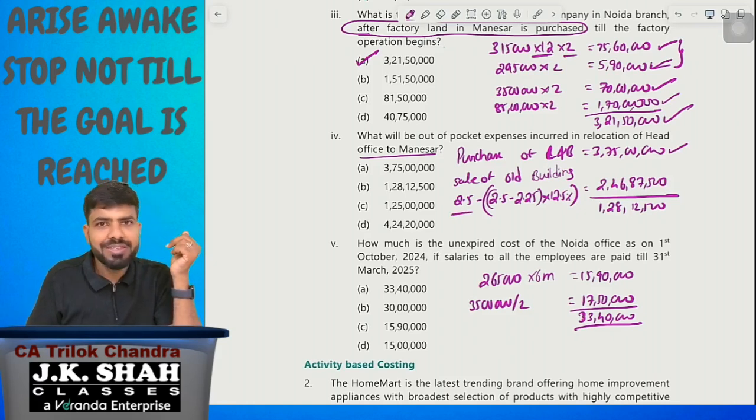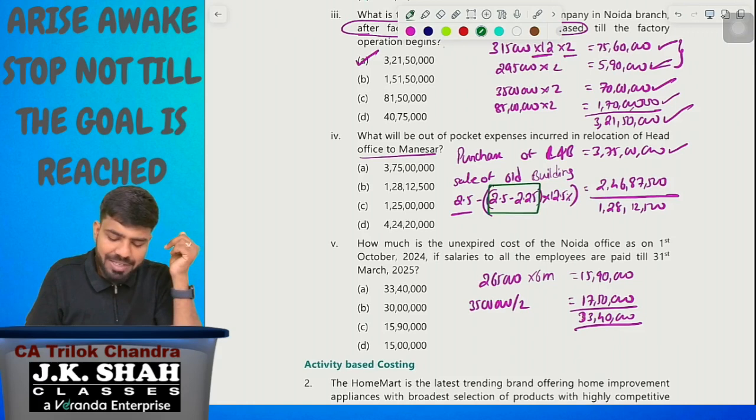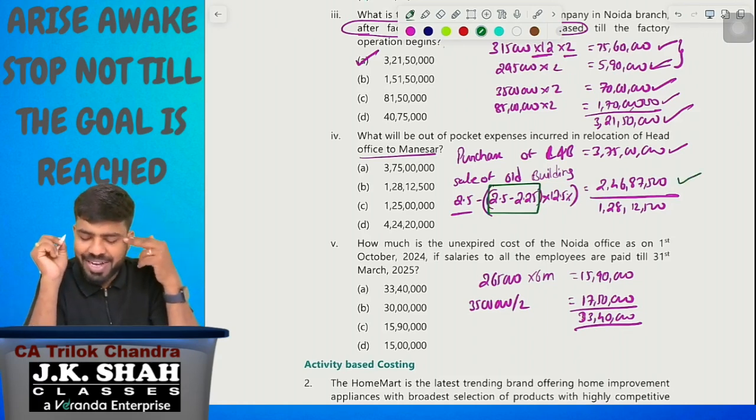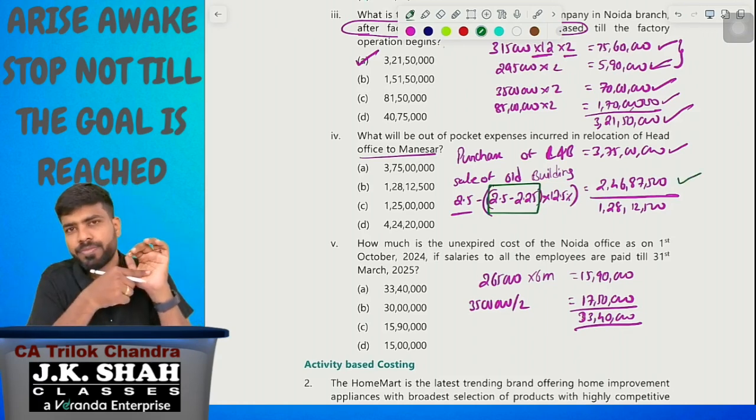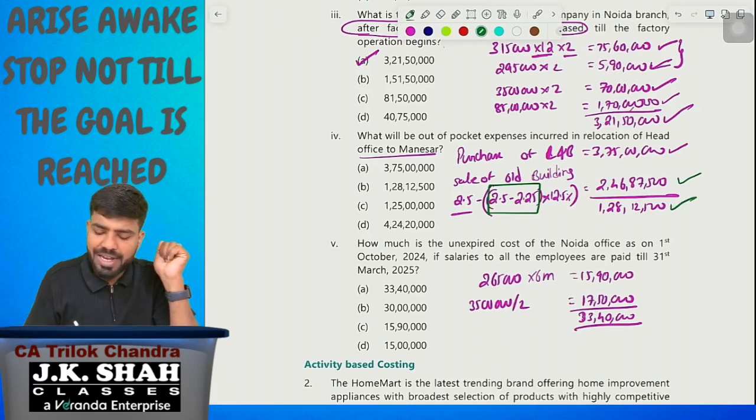2.5 crores is the sale value of the old building minus capital gains. Difference between these two is the capital gains. Difference between 2.5 and 2.25 is the capital gains, into 12.5% will give the capital gains. 2.5 crores minus capital gains, you will get 2 crore 46 lakh 87,500. Understanding? What is the amount invested from hands? 1 crore 28 lakh 12,500. So B is the answer.